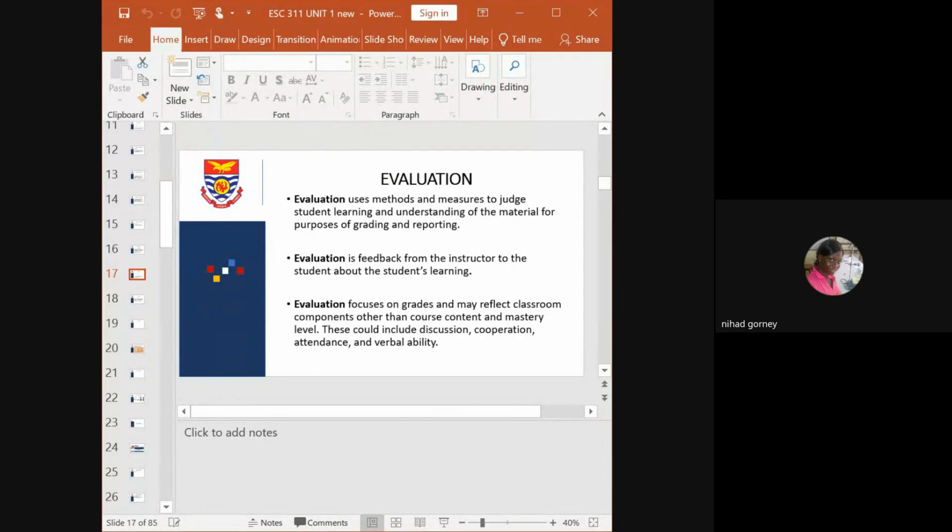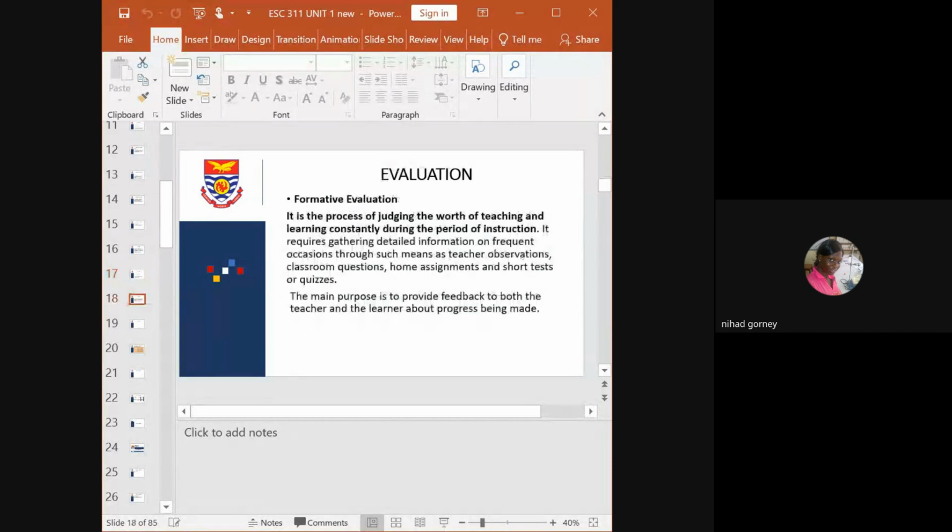Evaluation focuses on grades and may also reflect classroom components like how the students have mastered the content or a skill. We can also evaluate discussions in class. We can evaluate the cooperation skills of students. We can evaluate students' attendance and make judgments about it, and then the verbal ability of students. So you can evaluate everything happening in class. Away from only the grade, you can also evaluate the cognitive aspects and the affective aspects, just as you can assess in all those domains.